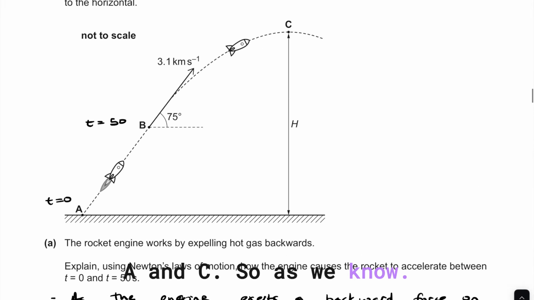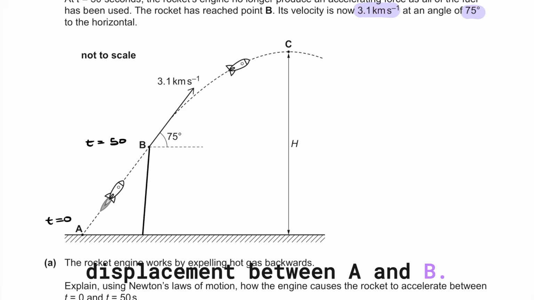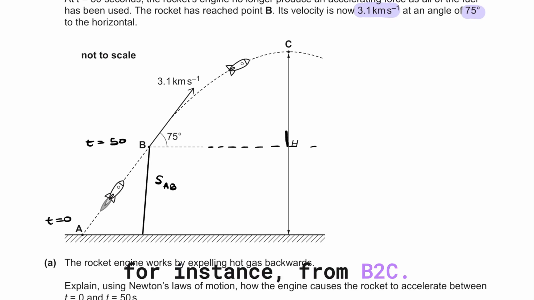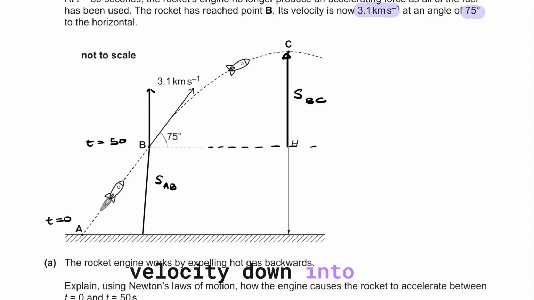So, as we know, h is the total vertical displacement, and firstly we should work out the displacement between A and B. I'm going to call it S from A to B. And then we will work out the displacement from B to C, which I will call S, B to C. And then obviously h is the sum of the two, the vertical displacement basically. And so let's break this velocity down into its components.